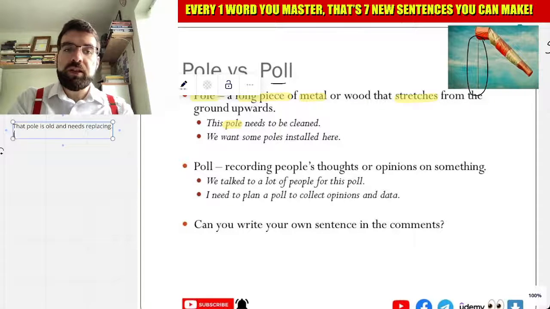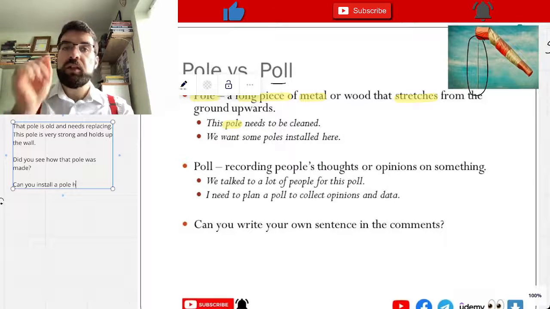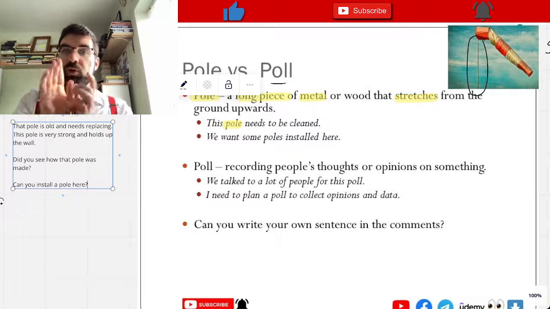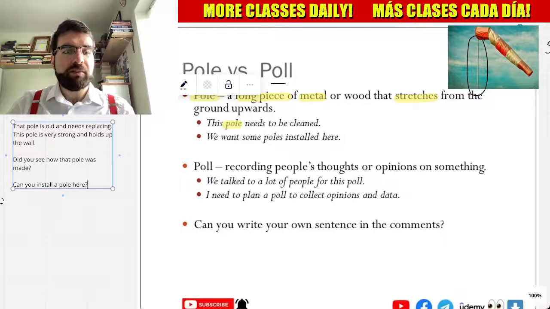Yes, this pole is very, very strong and holds up the wall. Did you see how that pole was made? Can you install a pole here? Can you put a pole here? Yeah. How cool is that?